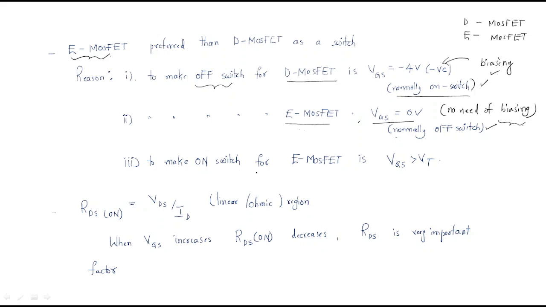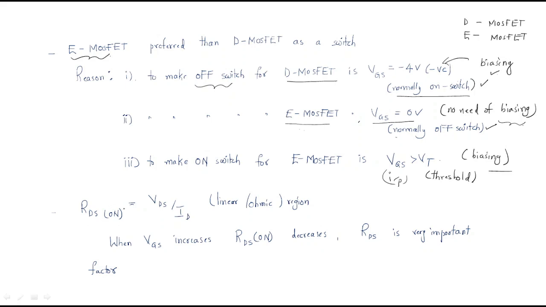To make an on switch for the E MOSFET, VGS is greater than VT. So in order to make it on, we should always give an input voltage more than the threshold voltage. Whenever the input voltage is more than the threshold voltage, it will be on. So for that purpose we should apply the biasing.